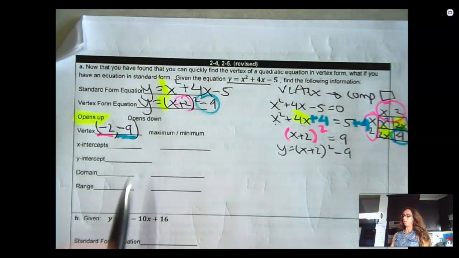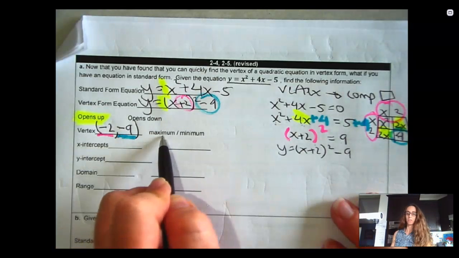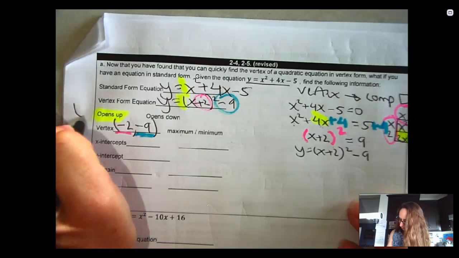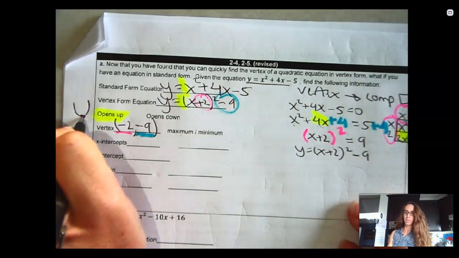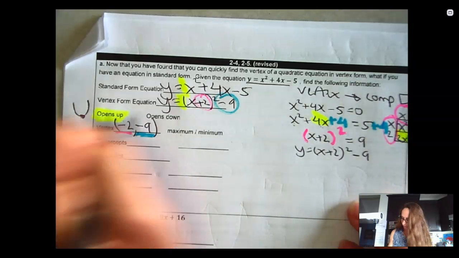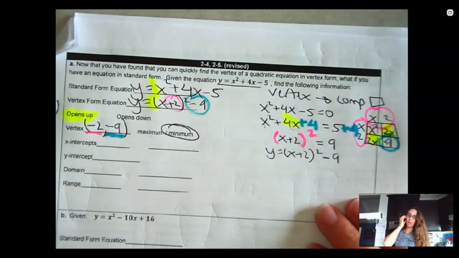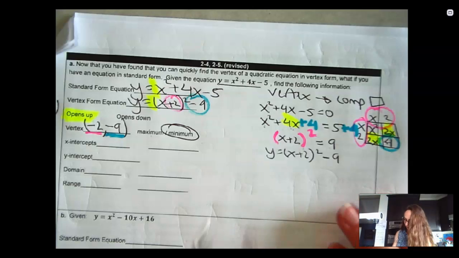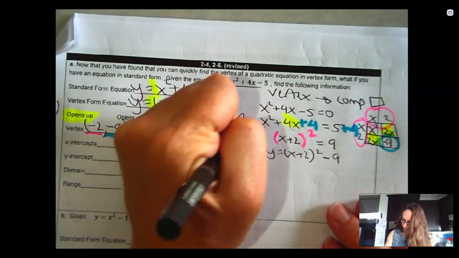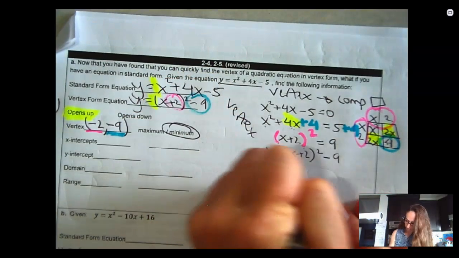Okay, now I have to decide if the vertex is a max or a min. If things open up, that means the vertex is way down there. If it's way down there, that's what a minimum is. Okay? Now I have to find the x-intercepts. So this covered the vertex.